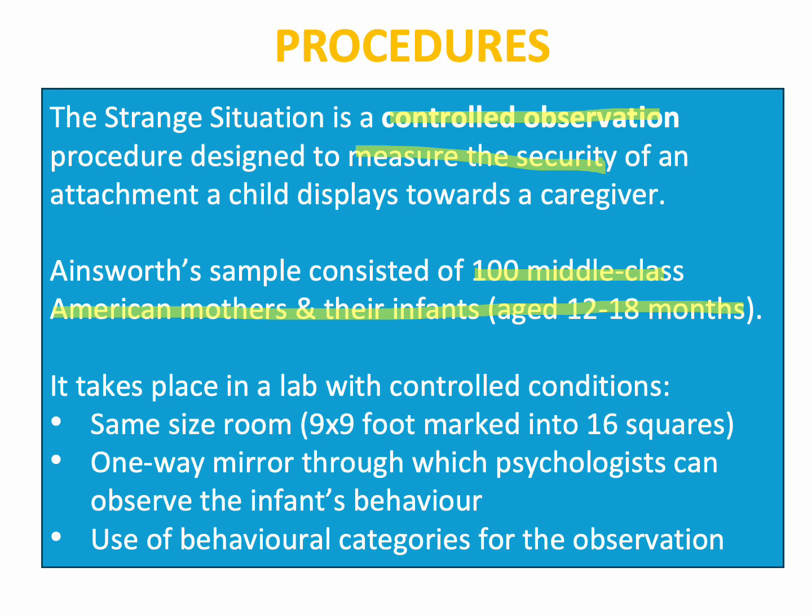She had a highly standardised observation procedure. It was in a lab in controlled conditions. She used the same size room, marked into 16 squares, so it's 9 by 9 feet. She had a one-way or two-way mirror, whichever you prefer to call it, through which she could covertly observe the behaviour without interfering with the study. And she designed behavioural categories for the observation. So she broke down the attachment behaviour she was looking for into clear criteria, which we are about to look at.